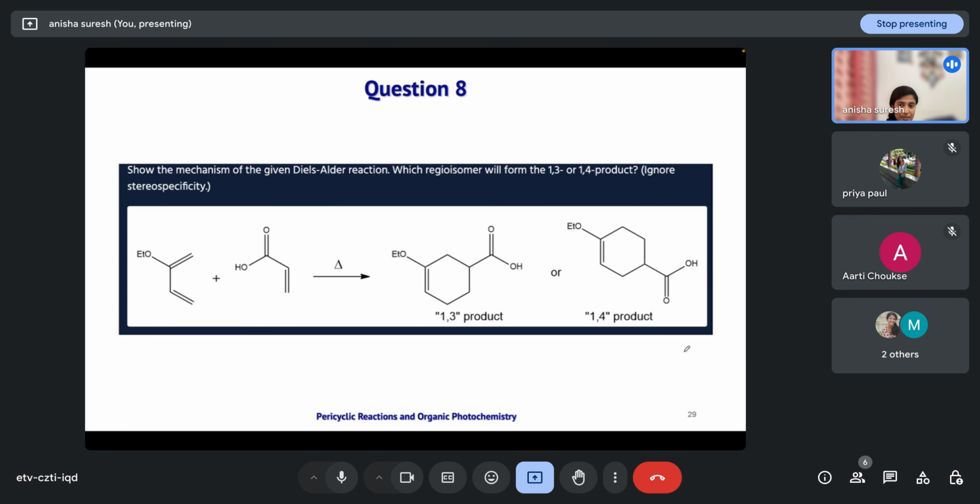Now coming to the next question. Show the mechanism of the given Diels-Alder reaction. Which regioisomer will form, either 1,3 or 1,4? The 1,4 product will be forming.